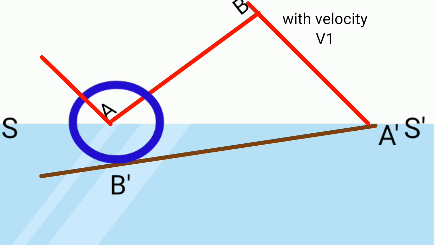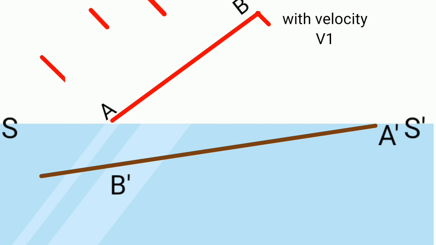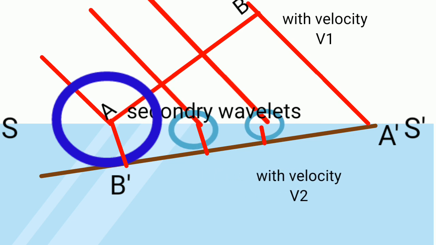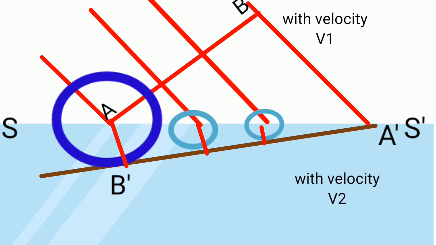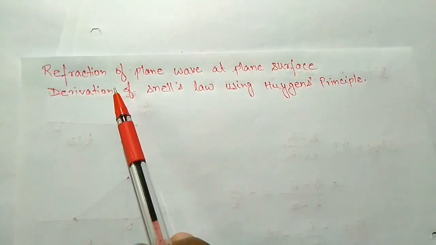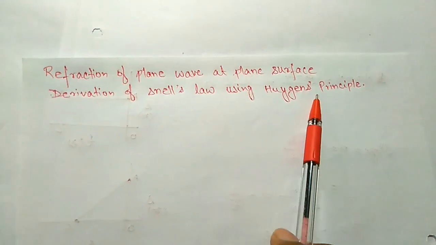In the same way, the other rays in the wavefront will be seen like this. In the same way, all the points between A and A dash will act as new sources of secondary wavelets. They will produce wavelets in the form of circles because they are point sources right now. And if that tangent is common to all, then A dash B dash will be the refracted wavefront. So see here, the refraction of a plane wave at a plane surface, meaning the derivation of Snell's law using Huygens principle.